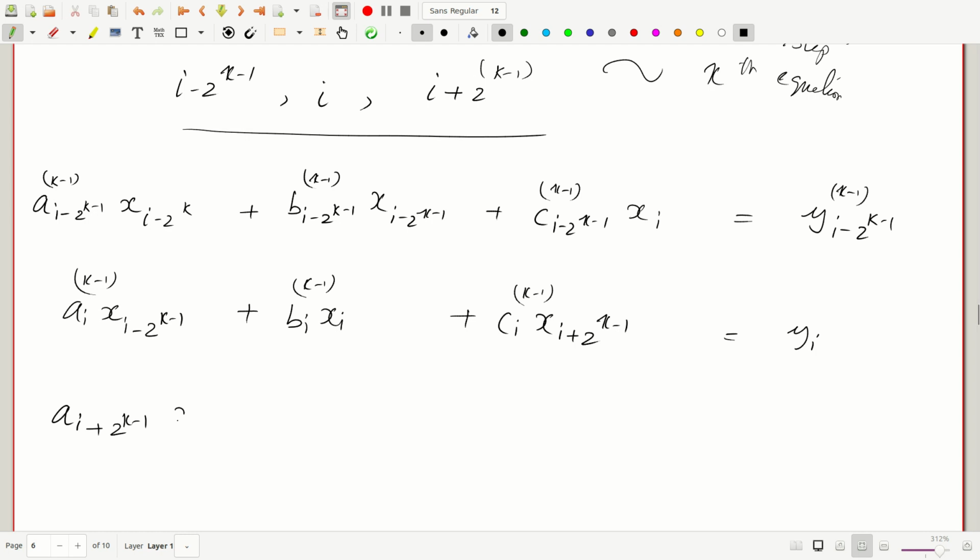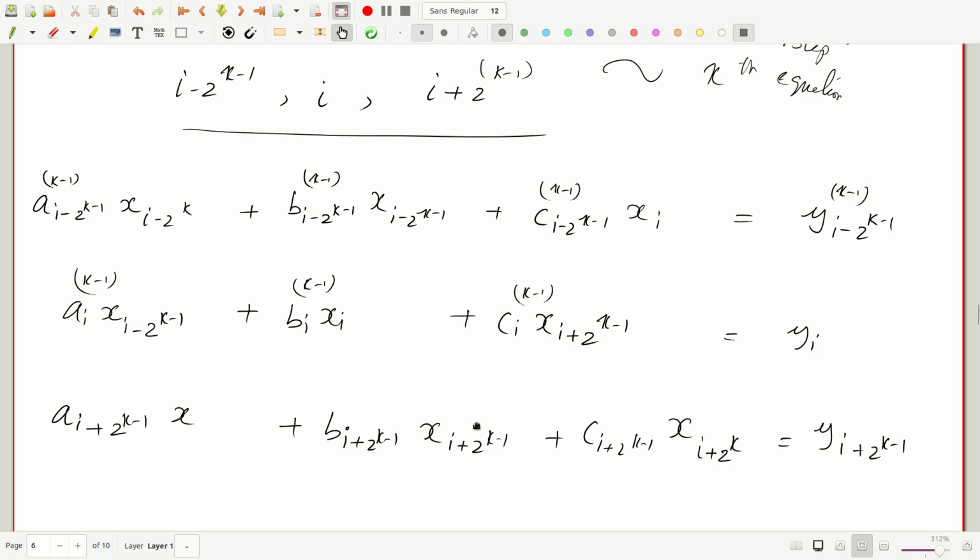x, we will write the subscript later, plus b_{i+2^{k-1}} x_{i+2^{k-1}}, plus c_{i+2^{k-1}}. Then you have x, which should be 2 times this, so this will be x_{i+2^k} equals y_{i+2^{k-1}}, so this will be x_i, right? Correct.